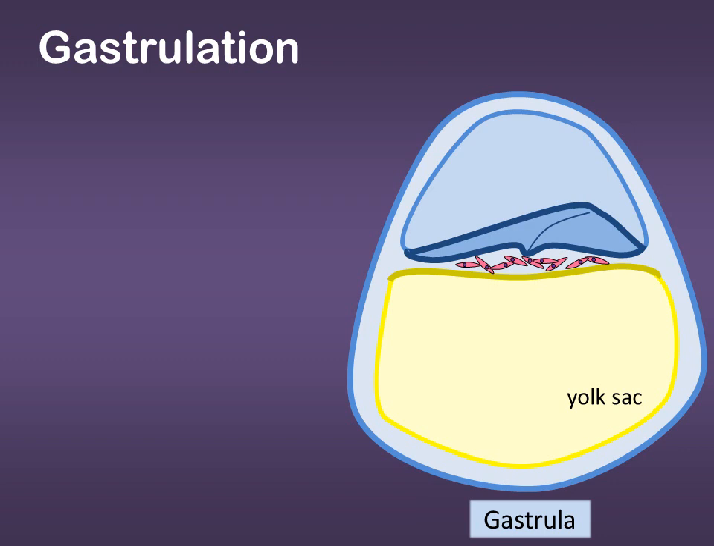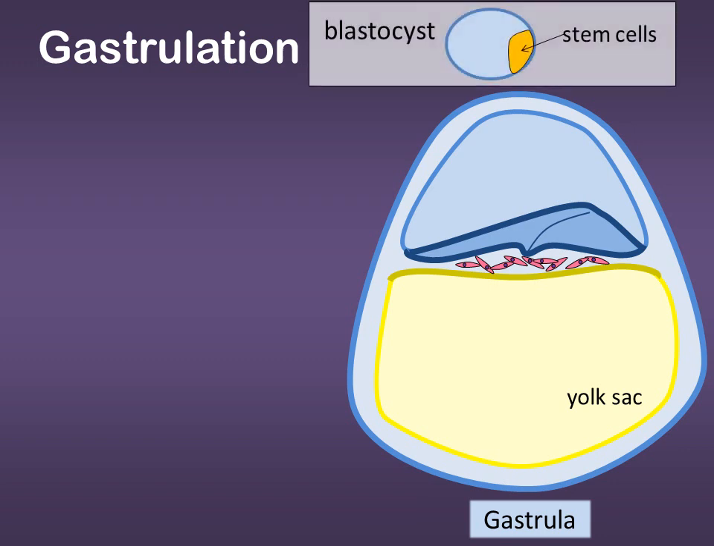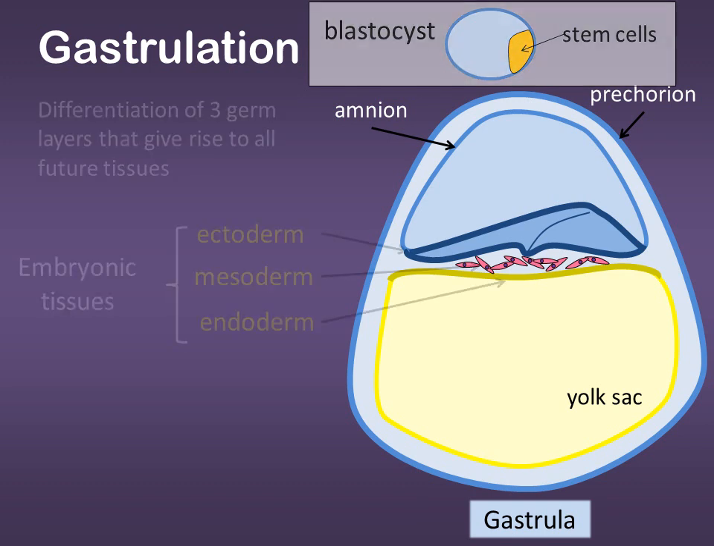Approximately a week after implantation, the process of gastrulation begins. And recall that the blastocyst was a hollow ball of cells with an inner mass of stem cells that become the embryo, while the outside layers become the extraembryonic layers around the fetus. Those layers are the prechorion, which become the placenta, and the amnion, which becomes the amniotic sac surrounding the fetus.